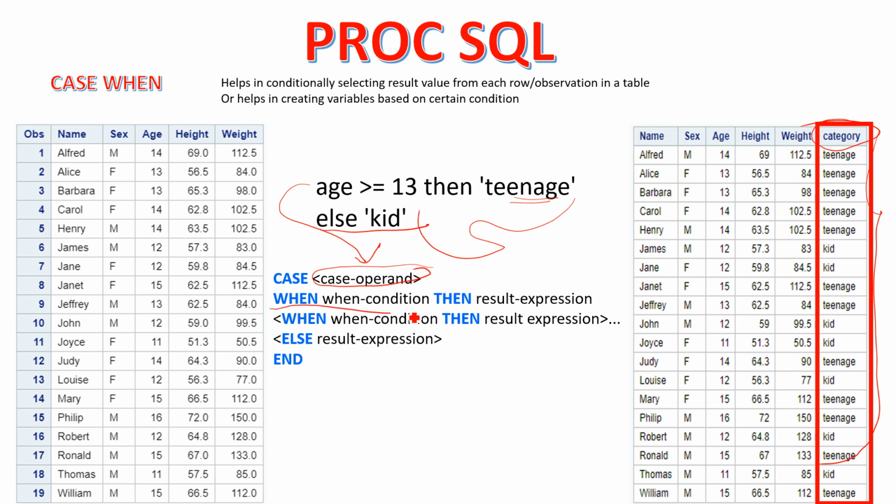Now the second line is mandatory, where at least you need to provide one when and then statement. The third line is useful when you want to make multiple conditions, which we will see in the next example in the same video. Then comes the else part. In the else part, you put this: wherever the age is not greater than or equals to 13, those all should be marked as kid. And then you end the case statement with an end, and then you can provide the variable name.